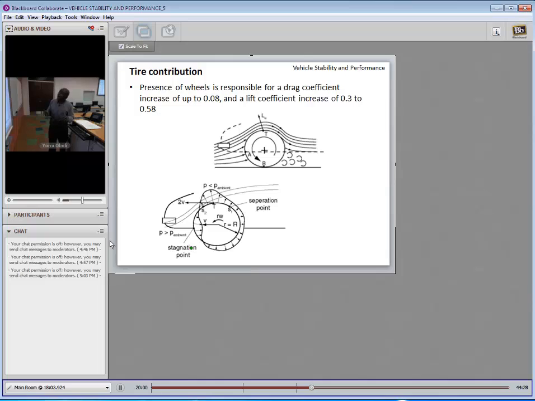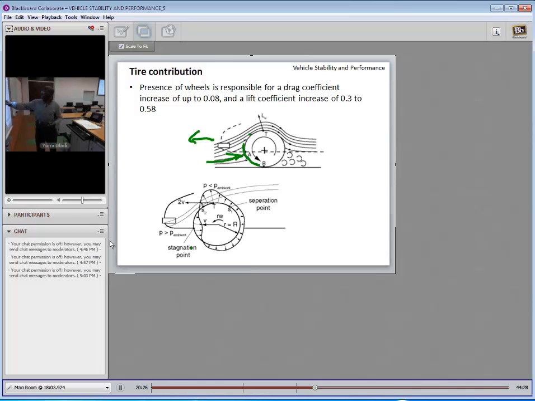Well, let's look at the lift increase quickly. This essentially is our tire, going forward. The wind, this is the front of the vehicle. So the vehicle is going that way, and all this flow coming here hits this. We have our stagnation point here.